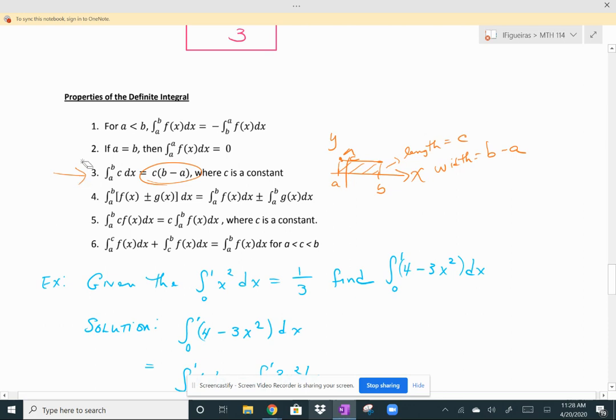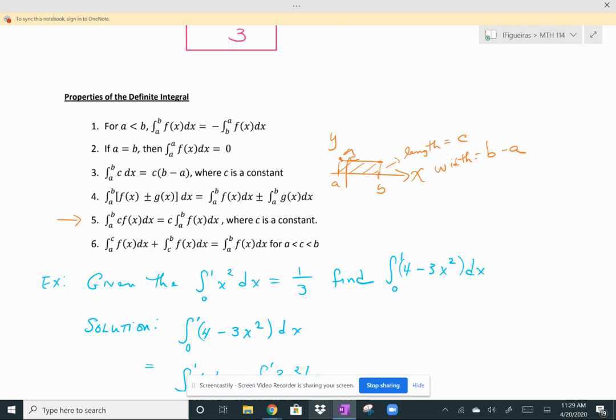Okay, then the fourth one says that if you have the definite integral from a to b of f of x plus or minus g of x dx, well, that's the same as taking the integrals independently. So you can treat them as a sum or a difference, or you can take the integrals individually and then add or subtract them, and you get the same result. The fifth one says that if you have a constant that's being multiplied by an integrand, it's the same as taking the constant out, or factoring it out, and then integrating from a to b.